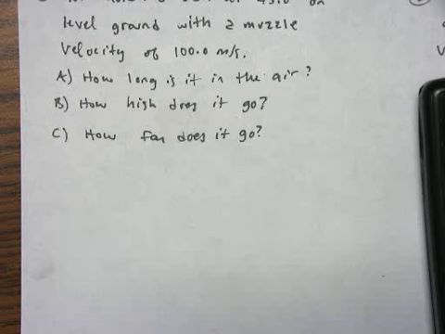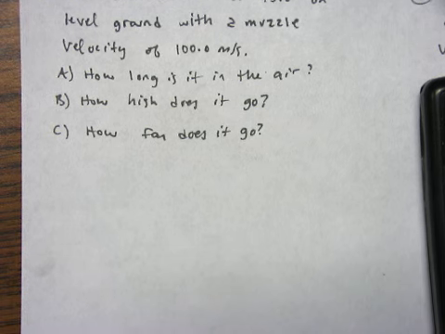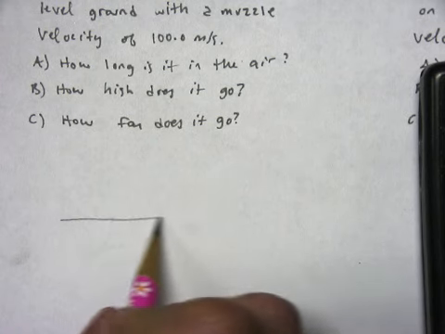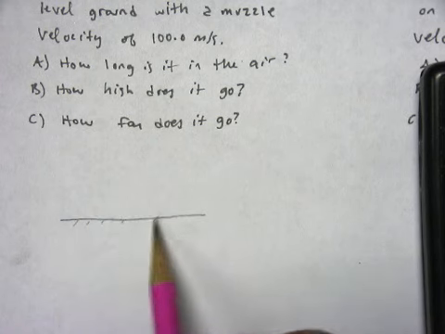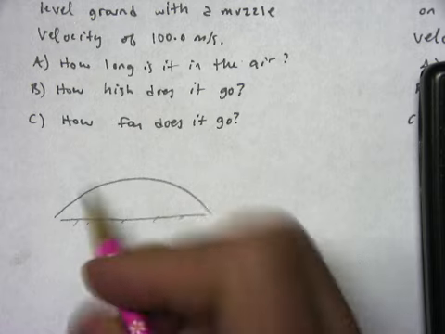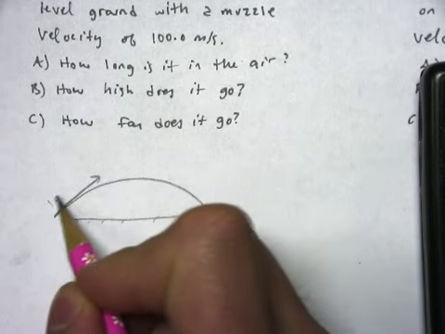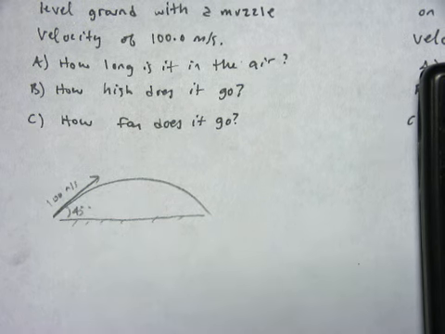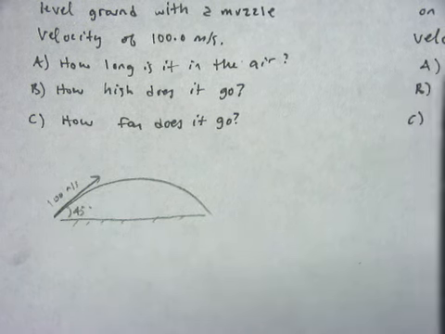Okay, number one says you launch a ball at 45 degrees on level ground with a muzzle velocity of 100 meters per second. So, level ground, 45 degrees, 100 meters per second. How long is it in the air? How high does it go? How far does it go?